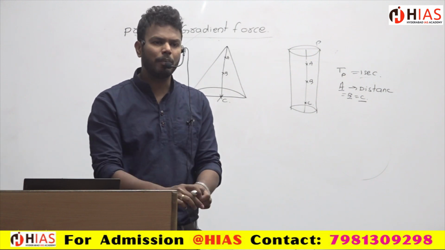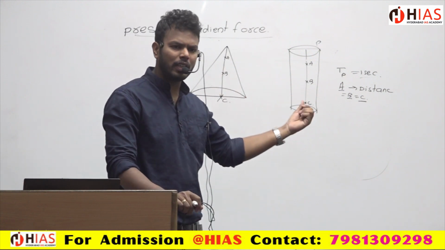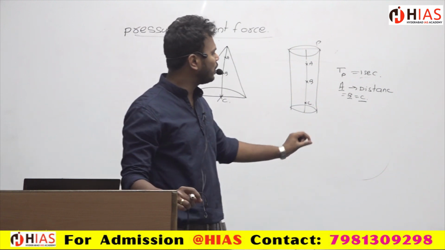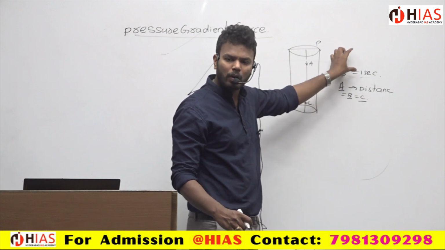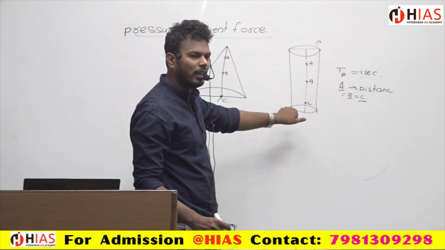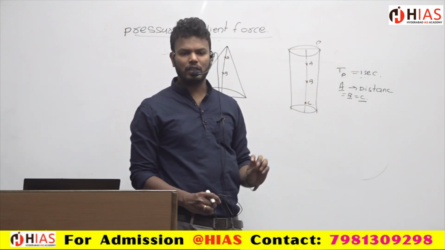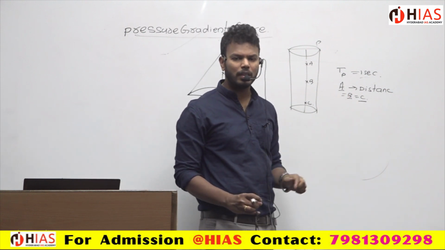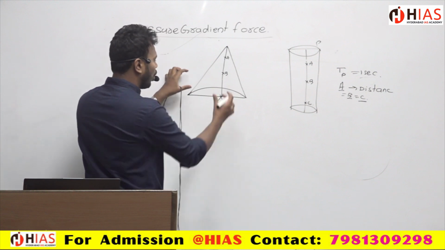I'm not putting in any values like 20 or 30 kilometers. Basically, there is no need of any values. I'm just taking the distance travelled in a particular time. In the case of a cylinder, they are travelling equal distance, so I can call it what? Equal speed.